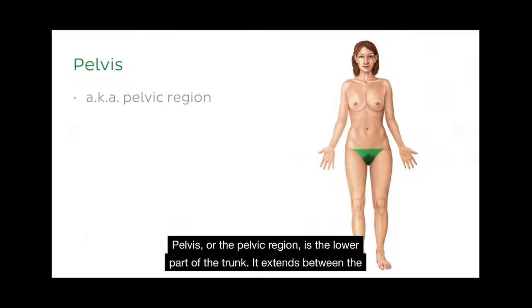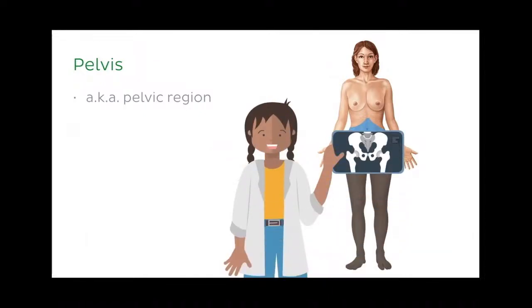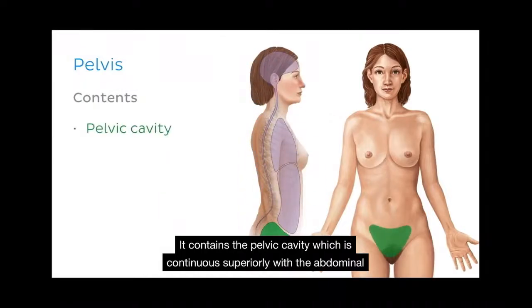Pelvis, or the pelvic region, is the lower part of the trunk. It extends between the abdomen and the lower limbs, bounded by the bones of the pelvic girdle. It contains the pelvic cavity, which is continuous superiorly with the abdominal cavity.